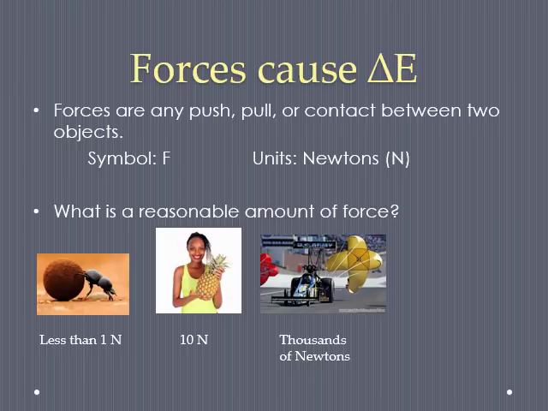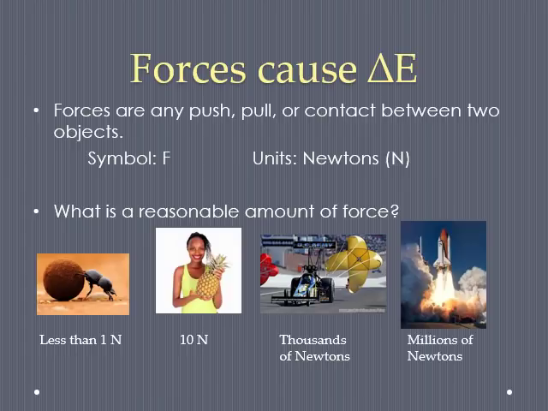Something like a race car parachute, to slow it down there, is going to be exerting thousands of newtons of force on the race car. And of course, a space shuttle would be on the order of millions of newtons as it's launching.